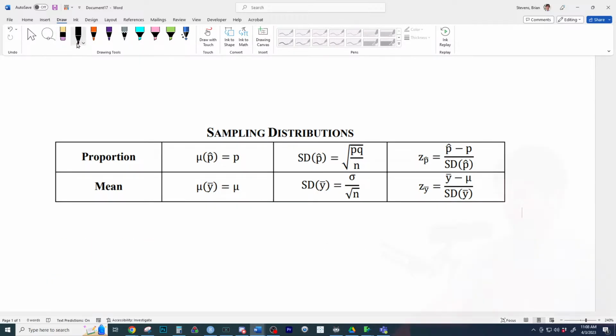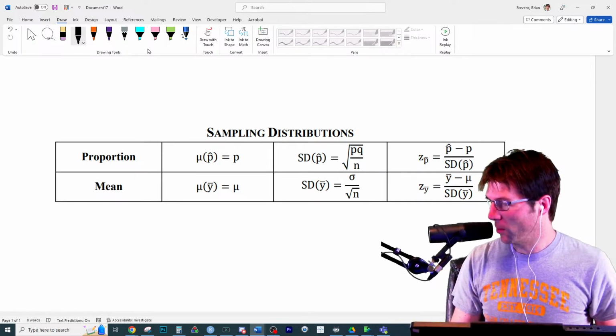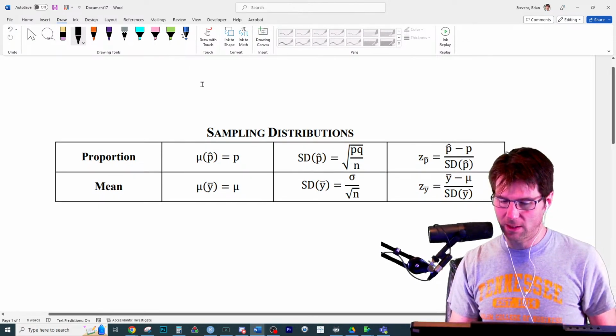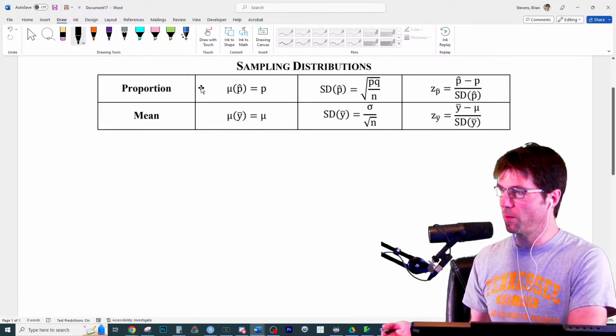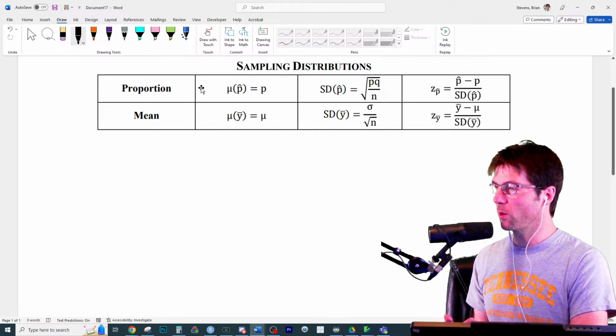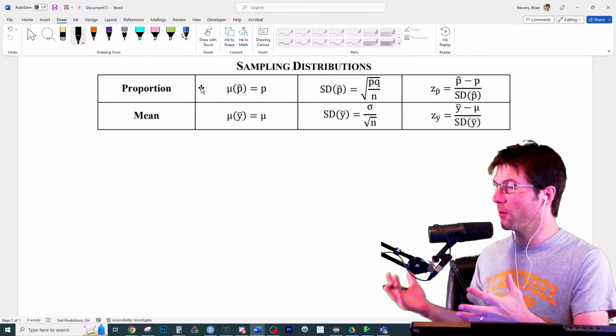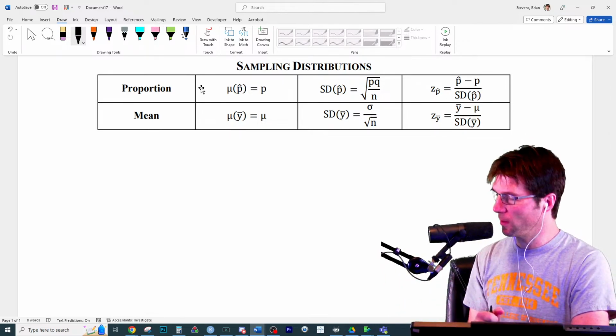Well, first off, and this is knowing your formula sheet, proportions are categorical and the mean is quantitative. Exactly. Because the mean of GPA is a quantitative question. What's your GPA? Quantitative. And proportions are categorical, like the proportion of people from Knoxville. Are you from Knoxville? Categorical question.